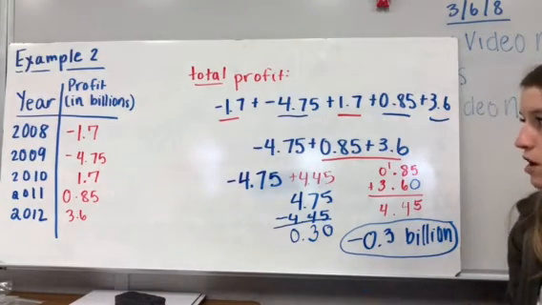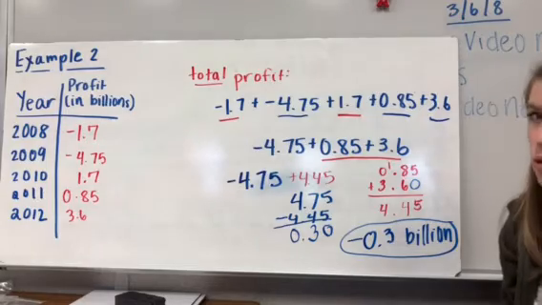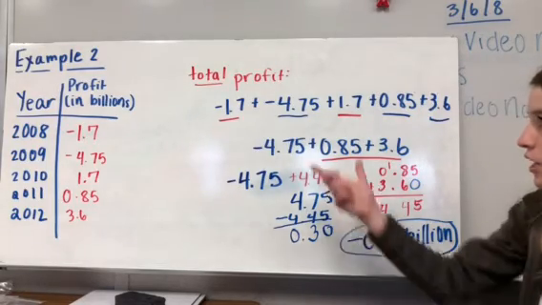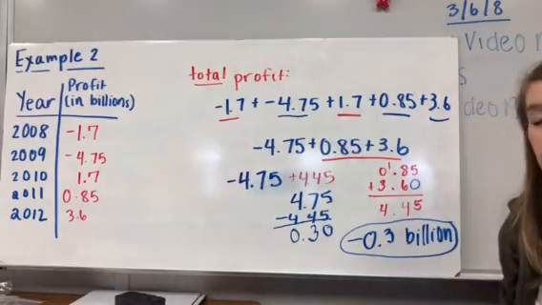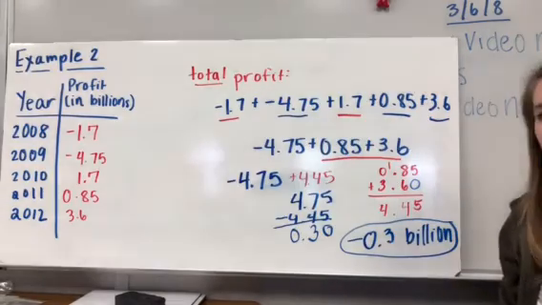For all these word problems, always look at which order would be best to combine them in. If you didn't combine the negative 1.7 and the 1.7 first, that's fine, but it'll just take you a couple more steps to get there.